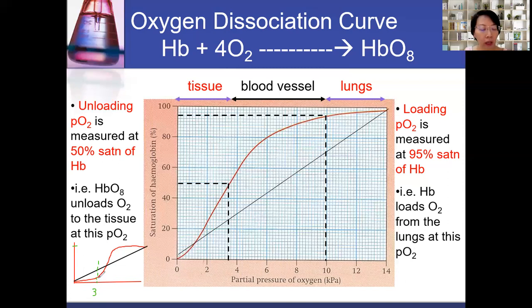Now at 3 kilopascal in the tissue, you see the red curve and the black line. The red curve has lower saturation of hemoglobin with oxygen. The black line has higher saturation of hemoglobin with oxygen. So which one shows that hemoglobin is more efficient in unloading? Can you type the answer?